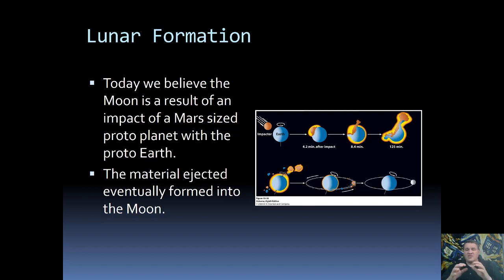Now, there are variations as to exactly what happened. I've heard some things suggest that instead of a single impactor, it was a whole bunch of smaller impacts. I've seen other things to say that the impactor was much larger. Instead of the size of Mars, it was actually the size of present-day Earth. But pretty much all of these agree that the moon was formed due to a giant impact on the Earth.